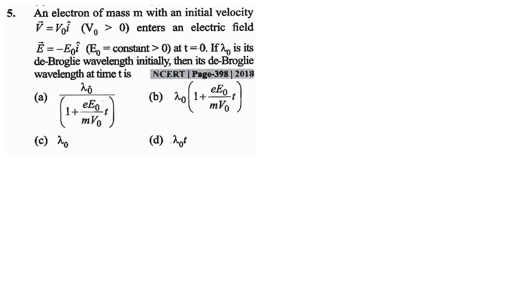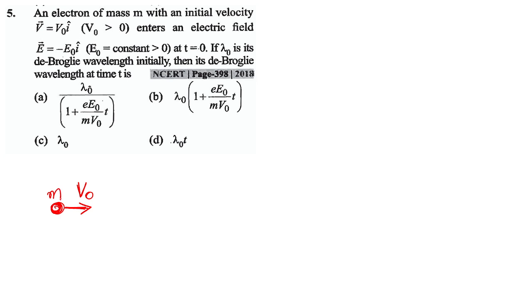So, I will explain this. Do you have any idea about i cap, j cap? The direction. Initially the electron has mass m and initial velocity v0 i. So here we have an electron. It has the initial velocity v0. I cap means that it is towards the positive x direction. Clear? Positive x.